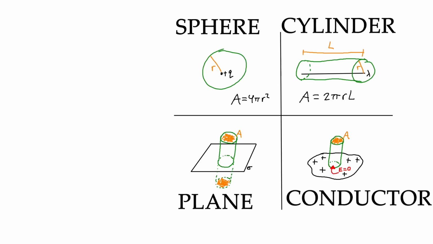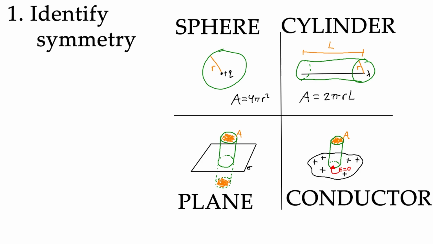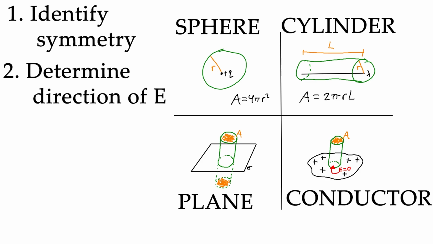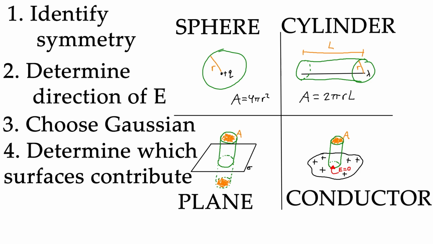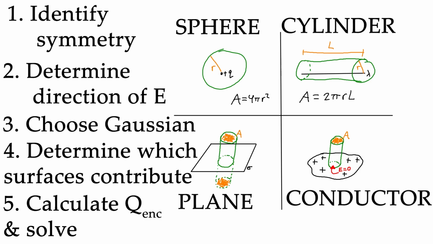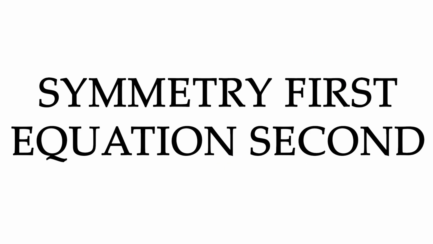So when you see a Gauss's law problem, don't start by immediately plugging into the integral. First, you have to identify your symmetry. From there, determine the direction of the electric field and choose a Gaussian surface that matches that symmetry. Then you can figure out which parts of the surface actually contribute to the flux, calculate the enclosed charge, and solve the equation. If the symmetry isn't strong enough to pull the electric field out of the integral, Gauss's law is still true, it's just probably not the easiest way to find the field. So remember, symmetry first, equation second.